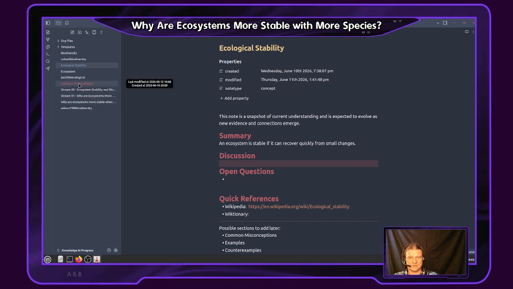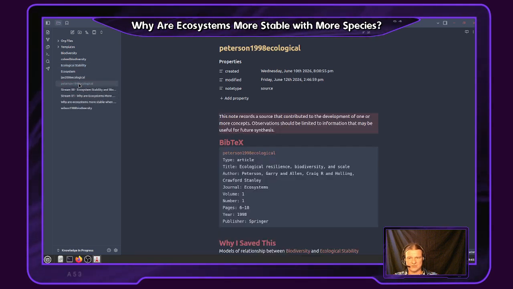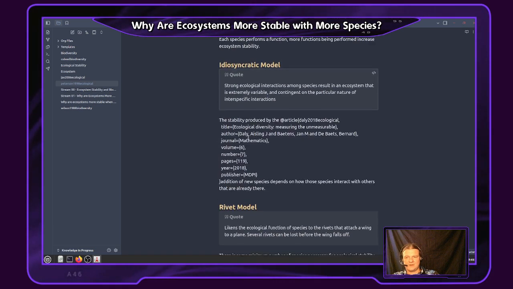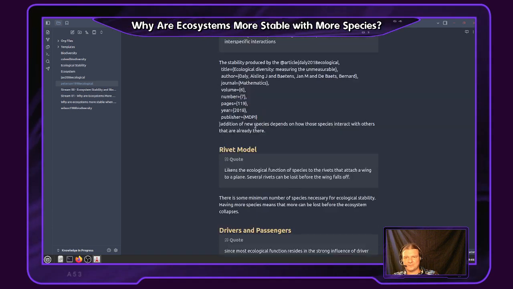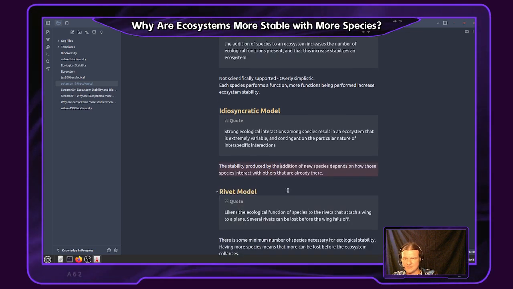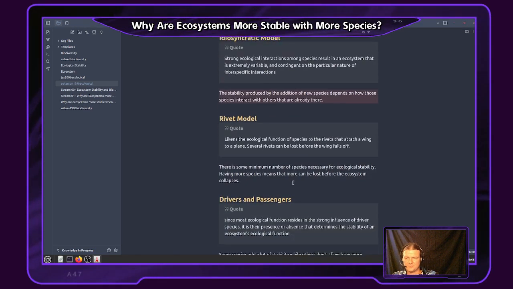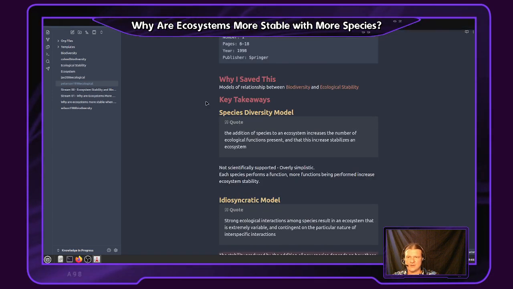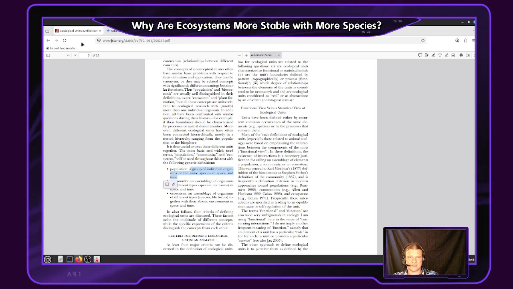One of the sources we had pulled was this Peterson source. Ecological resilience, biodiversity, and scale. So let's get that back and we'll keep working on this. Right, we found 4 different models. We had the species diversity model. This one, I believe, was originally coined by Charles Darwin. Let me double check that, but I think that's what the source said.